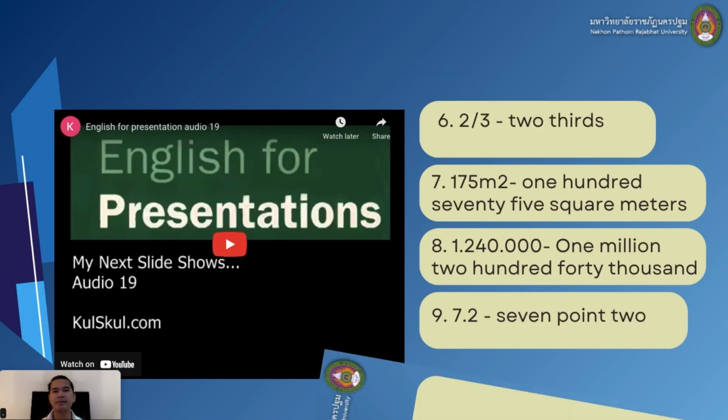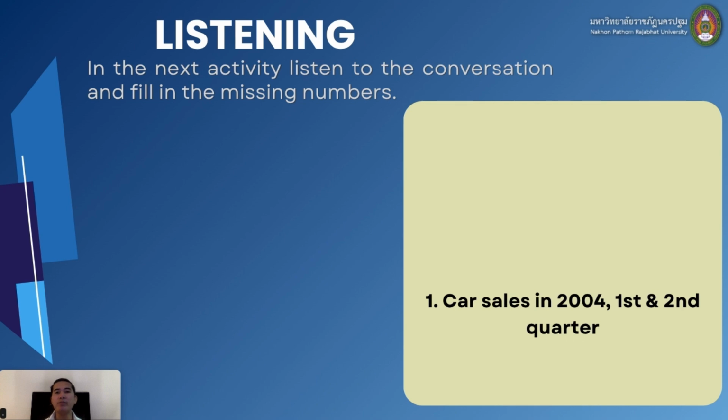Now, in the next activity, you are going to listen to another type of conversation. Fill in the missing numbers. In number 1, you are going to find out the car sales in 2004, the first and second quarter. You are going to write the numbers and say them as well, so that you can practice how to say numbers in English. Let's play the audio.